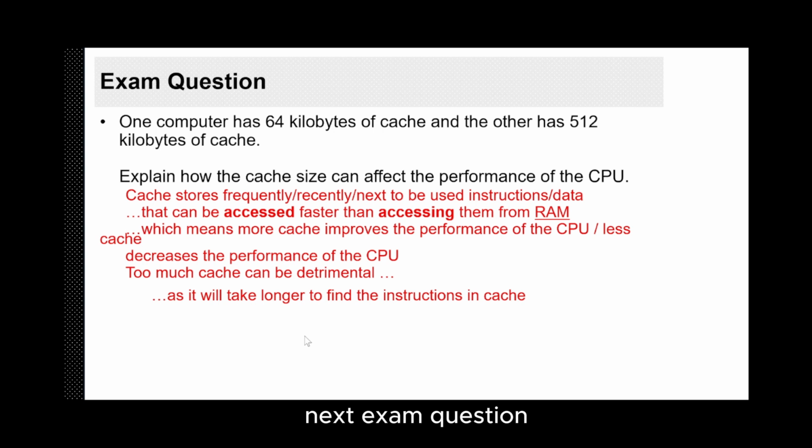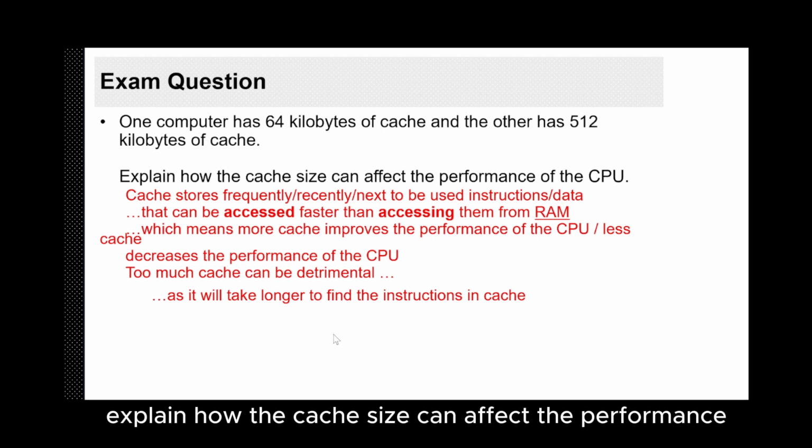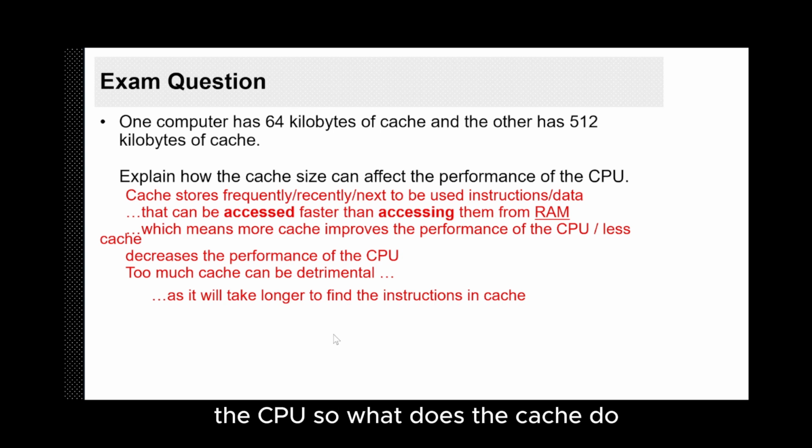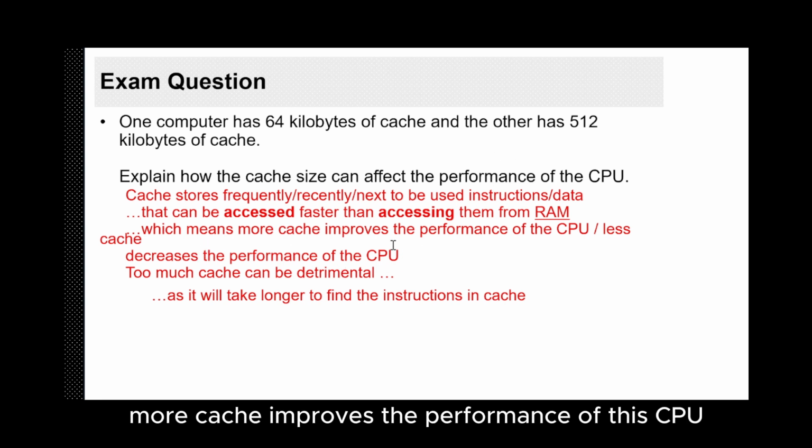Next exam question, and this is the last one we are going to look at. One computer has 64 kilobytes of cache and the other has 512 kilobytes of cache. Explain how the cache size can affect the performance of the CPU. So what does the cache do? Cache stores frequently used instructions. Okay, so this is what we discussed. This is what you could have answered, which means more cache improves the performance of the CPU.